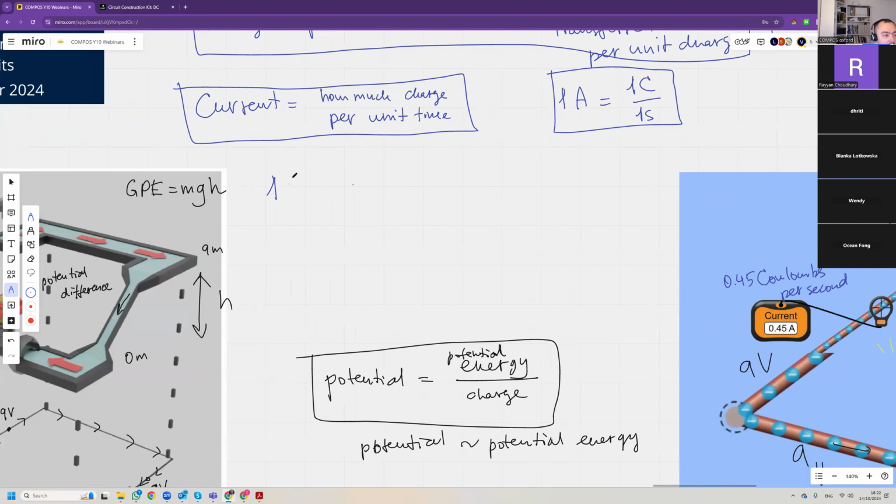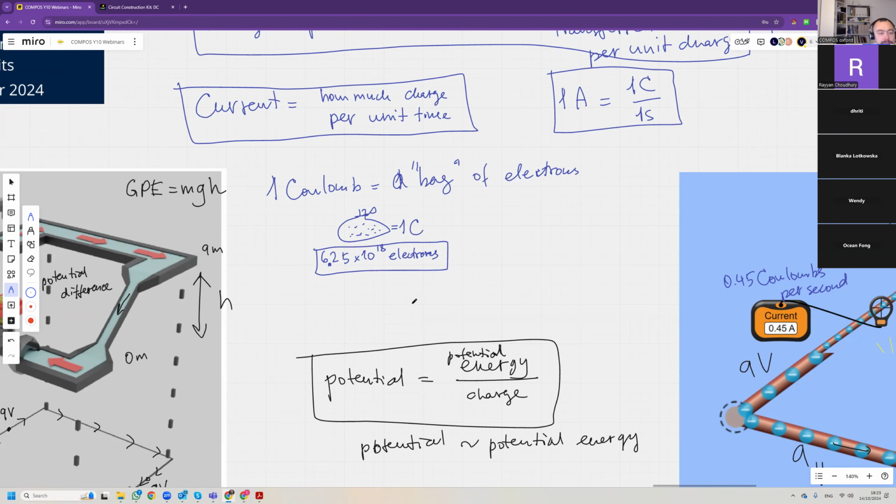A coulomb is just, well, it's a lot of electrons. One coulomb is a bag of electrons. It's just a chunk of electrons. So how many electrons? Imagine a bag of electrons: 6.25 times 10 to the 18 electrons. That's how much a bag of electrons is. So it's 6.25 and 16 zeros. So lots of electrons. That is what 1 coulomb is. All right.